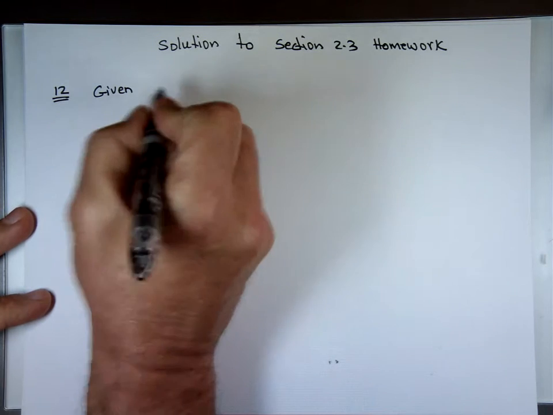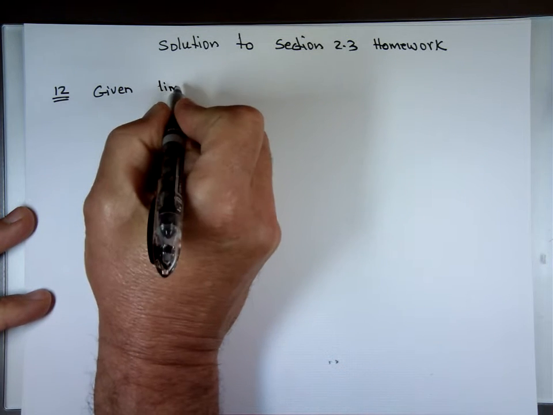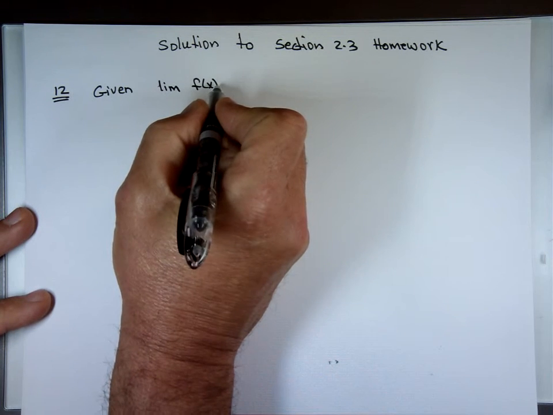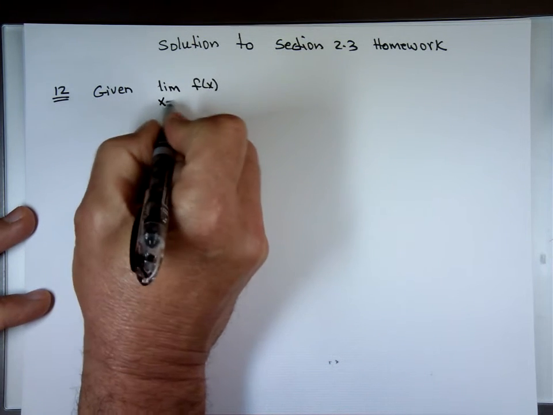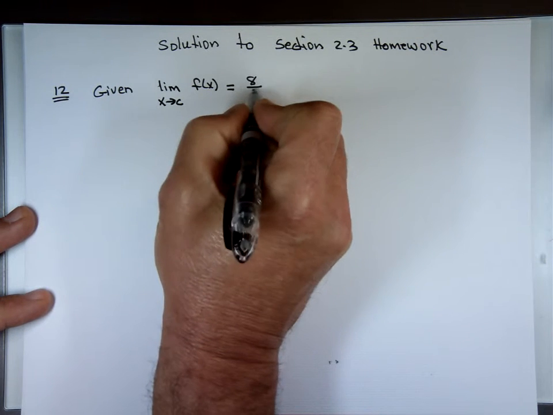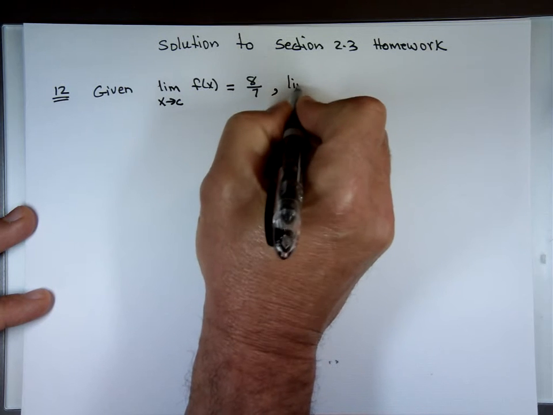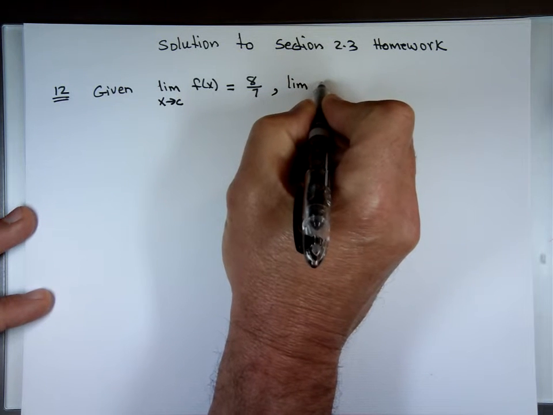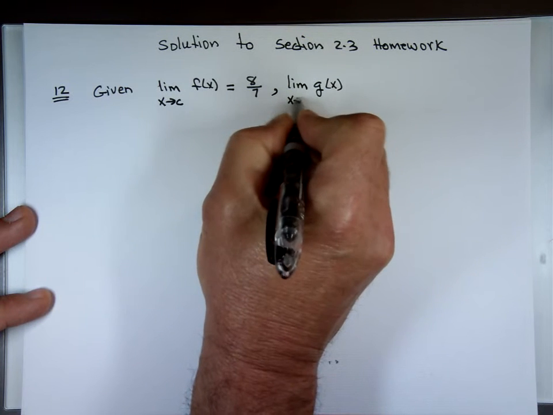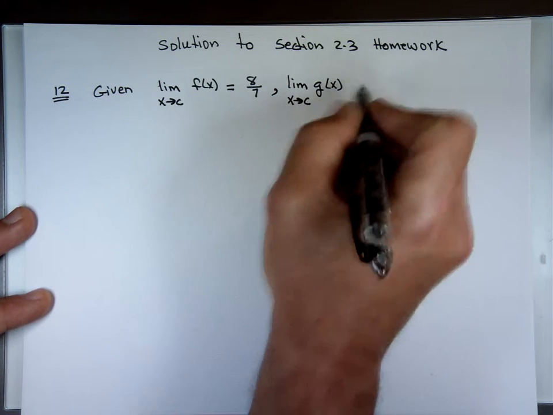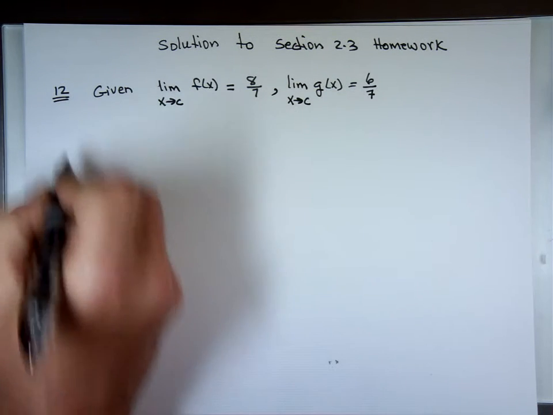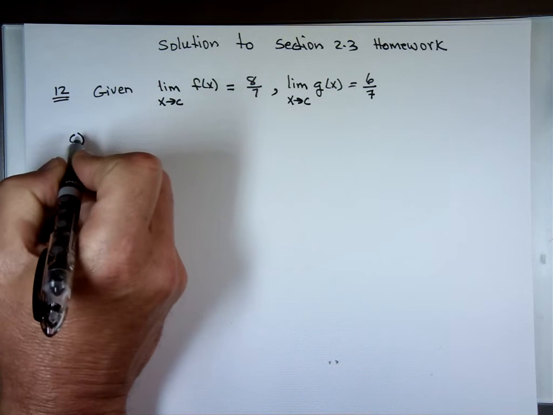Given the limit of f of x as x approaches c equals 8 over 7, and the limit of g of x as x approaches c is equal to 6 over 7. Question 1A.